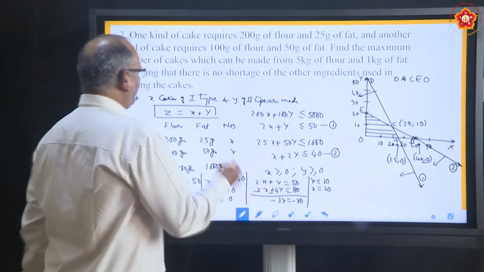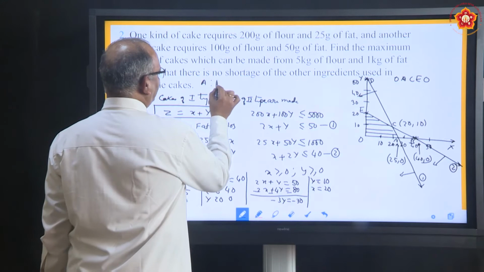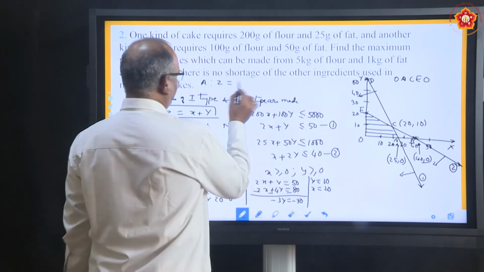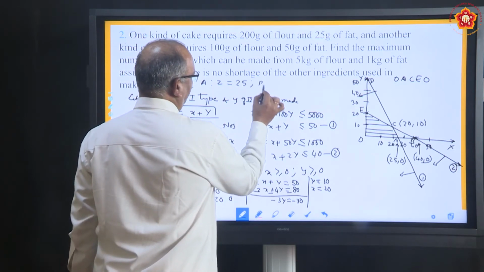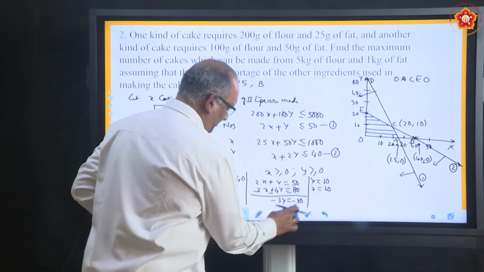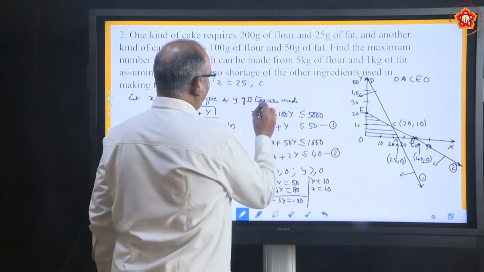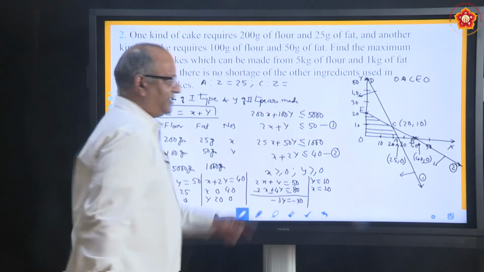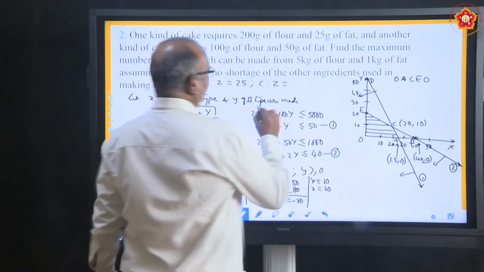Take A. If you substitute A, what will be Z? Z equal to, what is A? It is 25, 0. So, you are going to get Z equal to 25. If you substitute B, what is B? B we do not need to substitute because it is outside. Okay? So, we do not need to do that. Take C. If you take C, what will be Z? Substitute. Z is 20 comma 10. So, 20 plus 10 makes it 30.